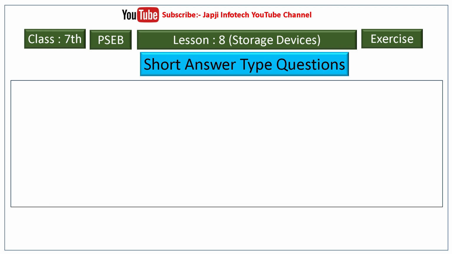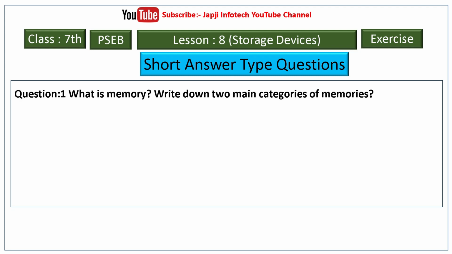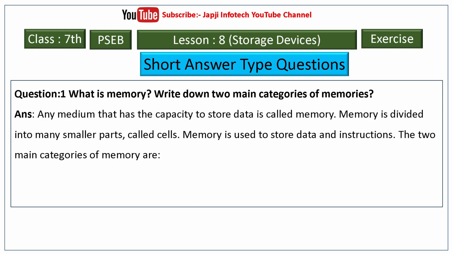So now we will learn about short answer type questions. The first question is: what is memory? Write down two main categories of memories. The answer is: any medium that has the capacity to store data is called memory.